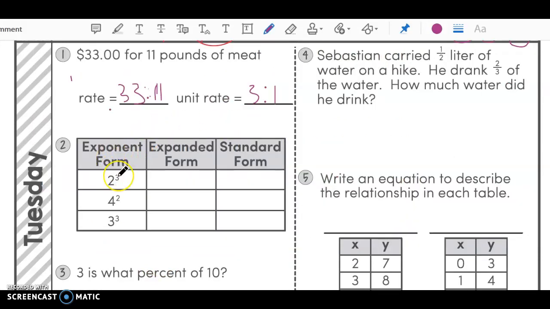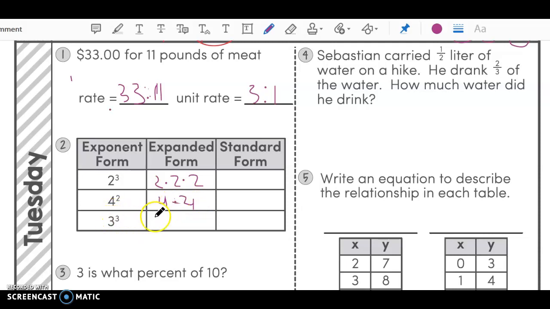All right, exponent form. So exponent form is going to be 2 to the third power. So our expanded form is 2, I'm going to put dots, times 2 times 2. 4 to the second power would be 4 times 4. Almost did it 2. 4. I was thinking.